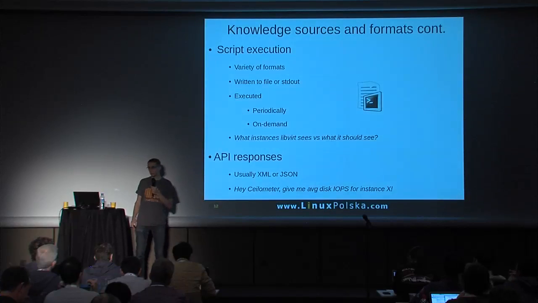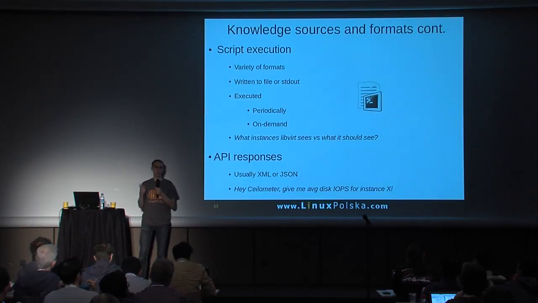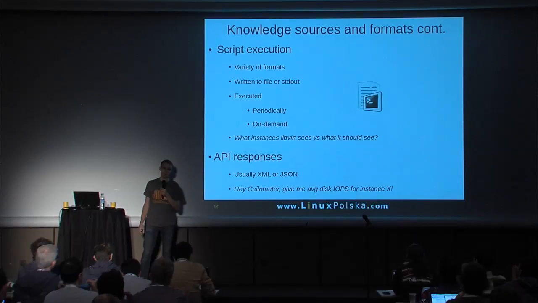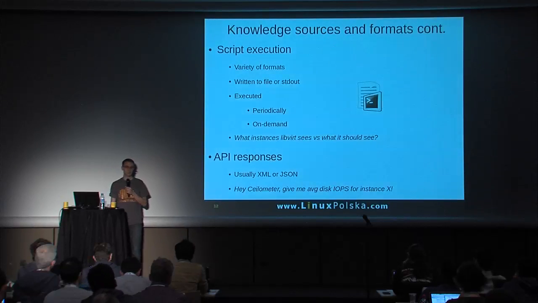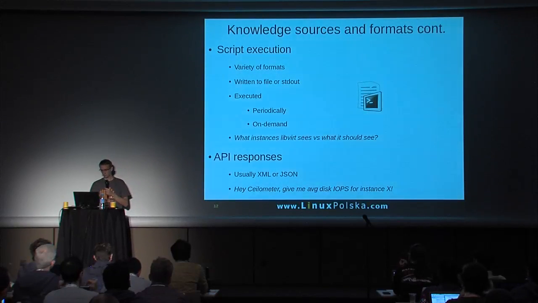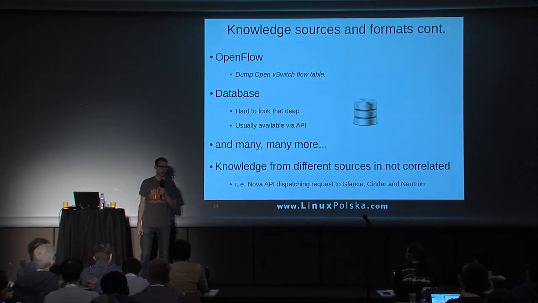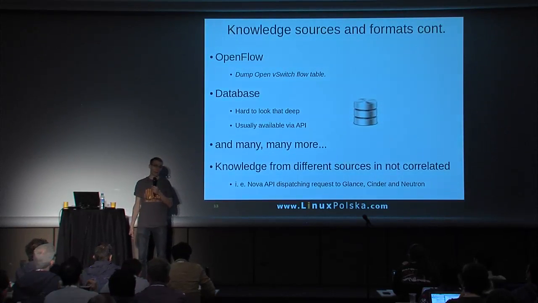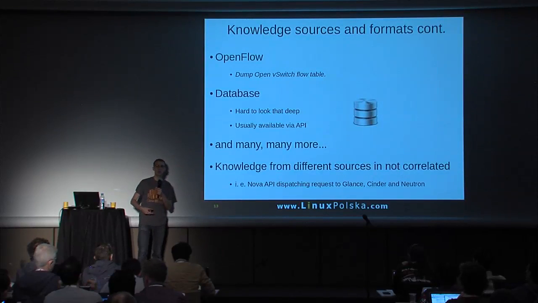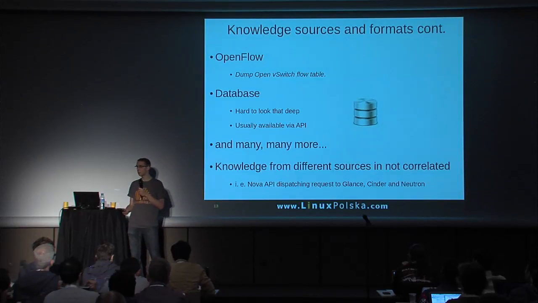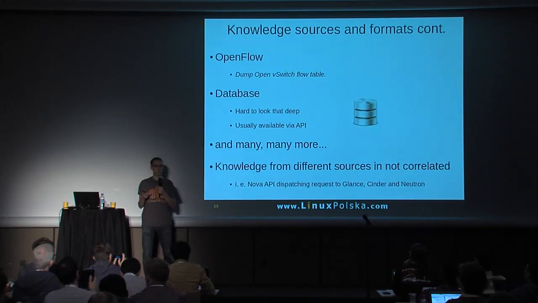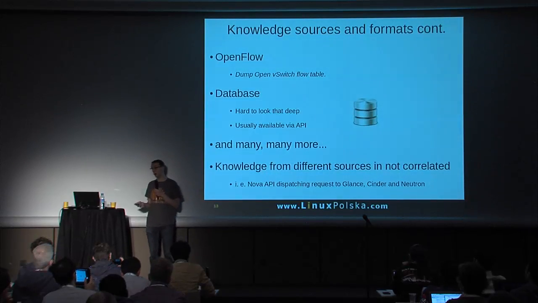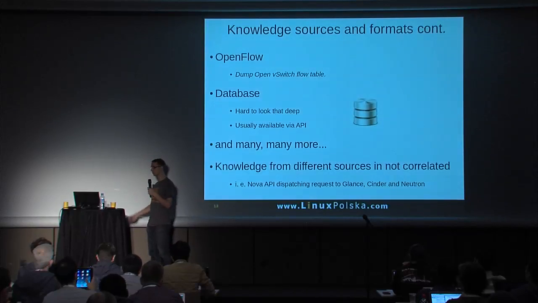Another source of knowledge are the API responses. We should be capable of asking an API for some kind of knowledge. And these responses are usually some kind of markup like XML or JSON. And as an example, Ceilometer is a good place to ask about, for instance, the disk IOPS of a virtual machine. Having an opportunity to speak different kinds of protocols is also an advantage. If we could use, for instance, OpenFlow to ask for dumping table flows in Open vSwitch, that's really powerful. That's becoming more and more powerful.